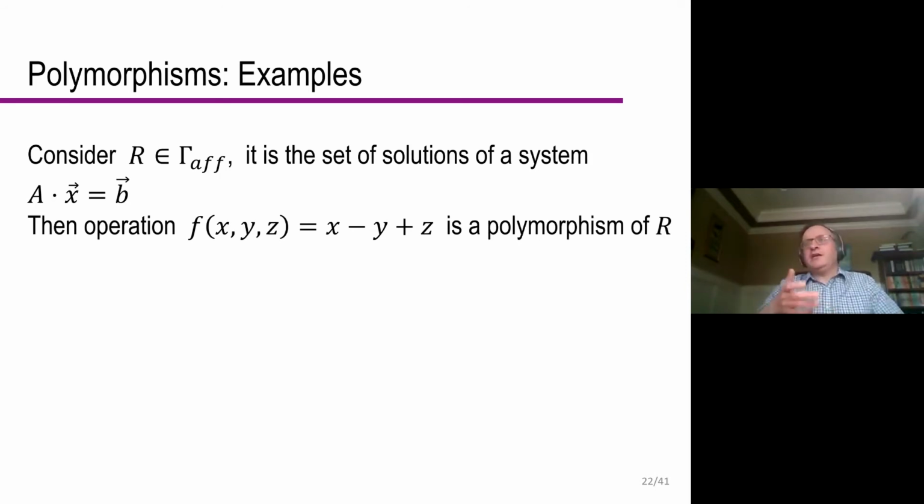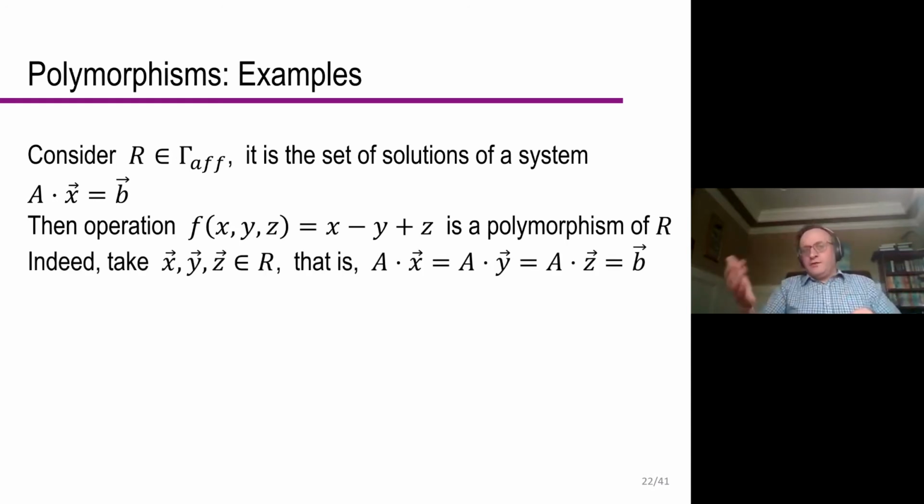Plus and minus here are in the sense of the field. Remember that we have a linear system over a finite field, and plus and minus are also in the sense of that field. Let's check that, indeed, this is a polymorphism of that relation. I don't know any specific tuples there, but I know the property of how the relation is given. So I need to take any tuples x, y, z from the relation R. It means that x, y, z satisfy the system of linear equations: Ax is b, Ay is b, Az is b.